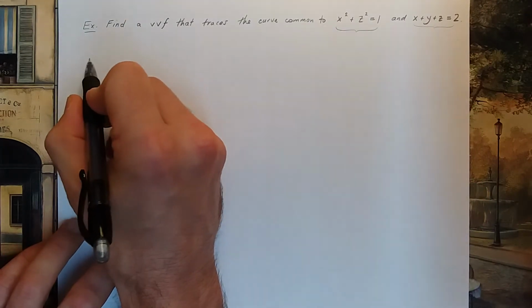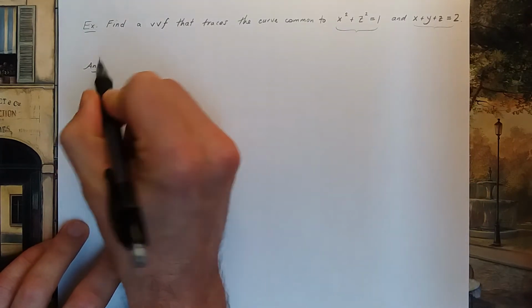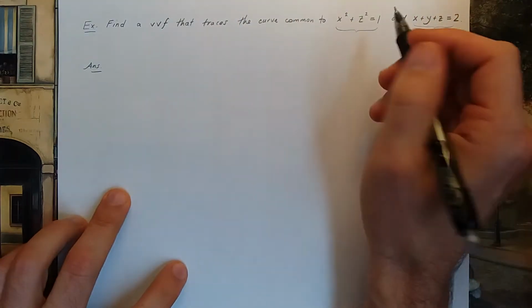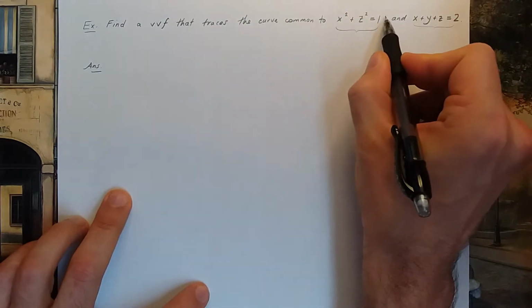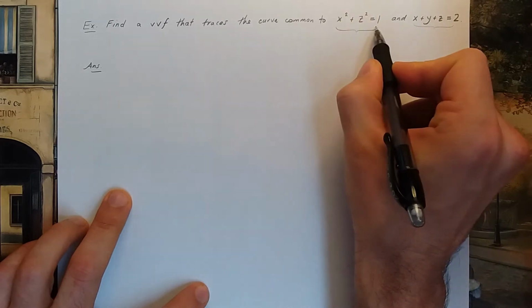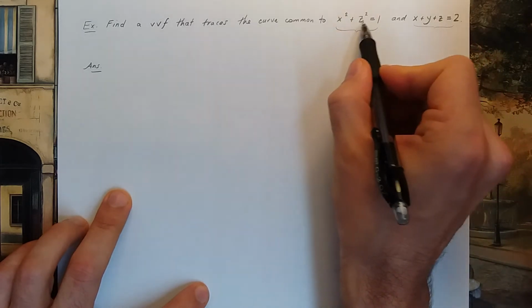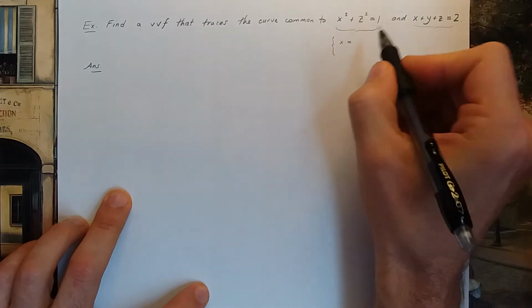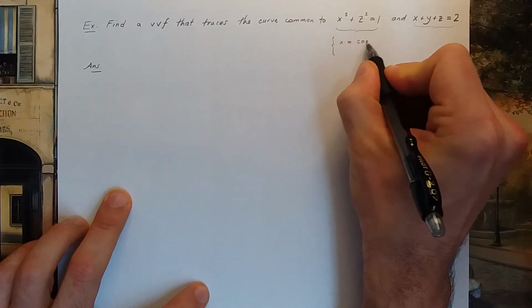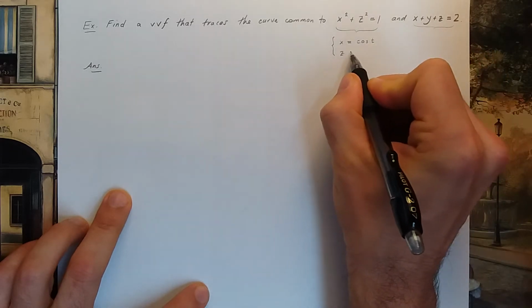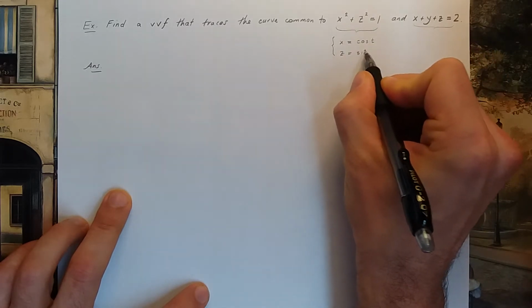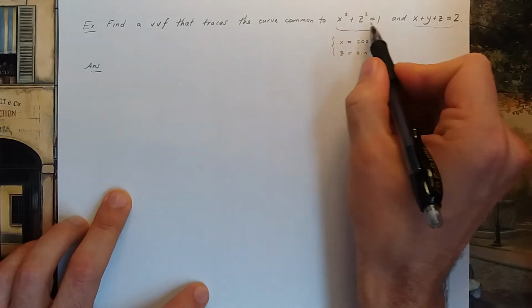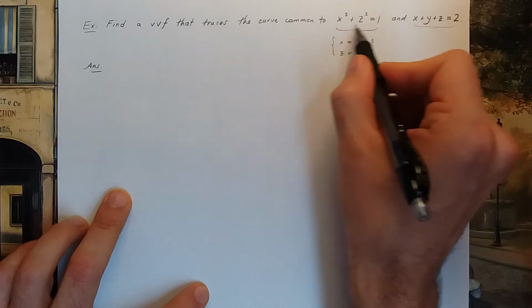So let's answer this problem. The way I'm going to do this is by first parameterizing this cylinder in the xz plane. So what I mean by that is I'm going to take x to be cosine t and z to be sine t. As t ranges from 0 to 2 pi, I'm tracing out the circle described here.